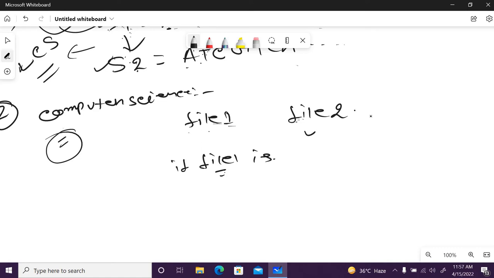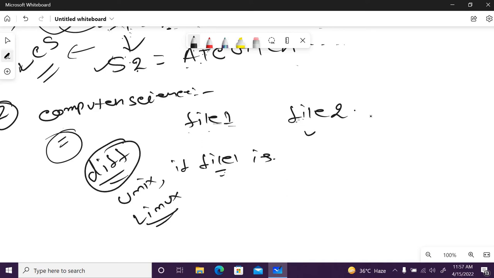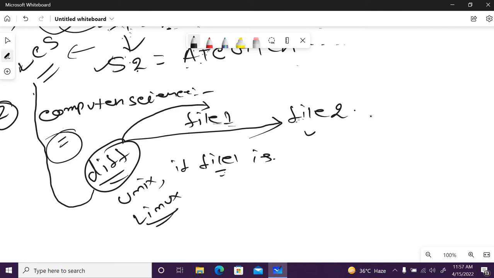So in the Unix operating system, we have a command like diff. In Unix or Linux, we have the diff command. Using this diff command, we can find out whether these two files are equal or not. And internally, there is an application of this LCS. Internally, they apply this longest common subsequence algorithm.